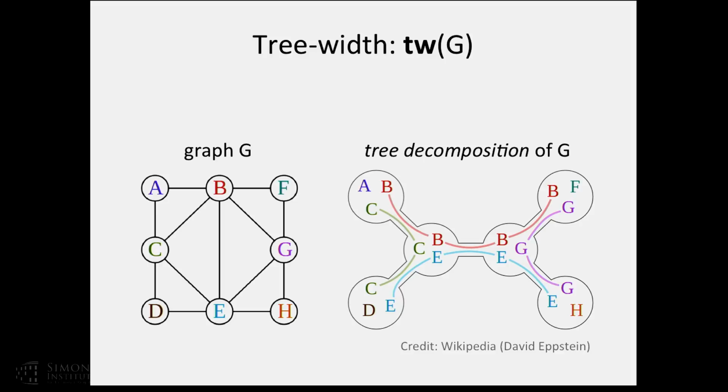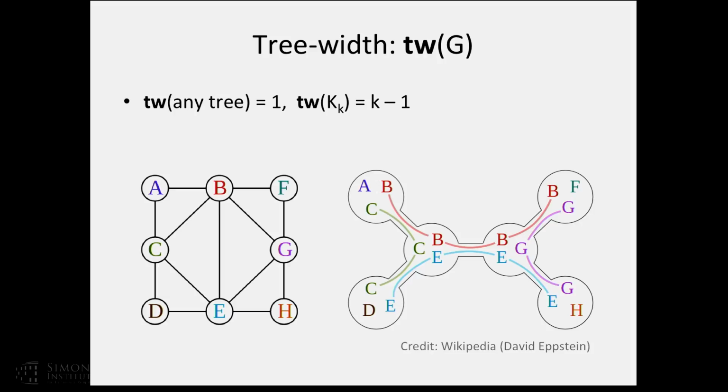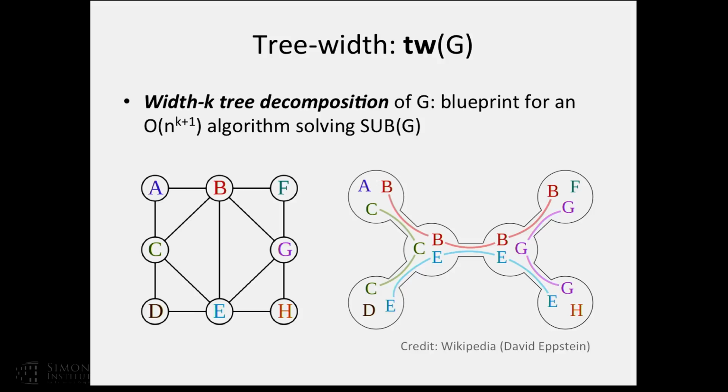I won't give the definition. Hopefully you've seen this notion of tree width before. The tree width of any tree is 1. It's a measure of how tree-like a graph is. And the tree width of a clique would be k minus 1. If you're given a width k tree decomposition for G, you can use that as a blueprint to construct an order n to the k plus 1 time algorithm solving this problem. And in fact, you can implement that by an AC0 circuit.